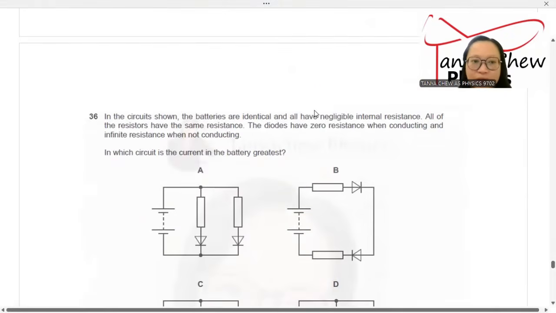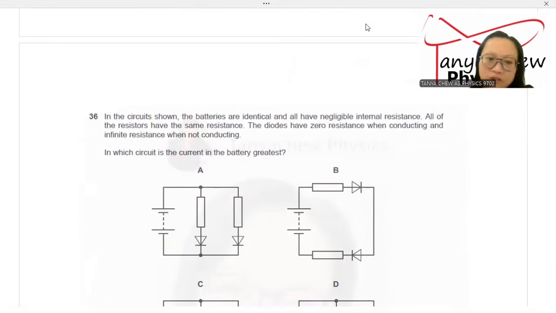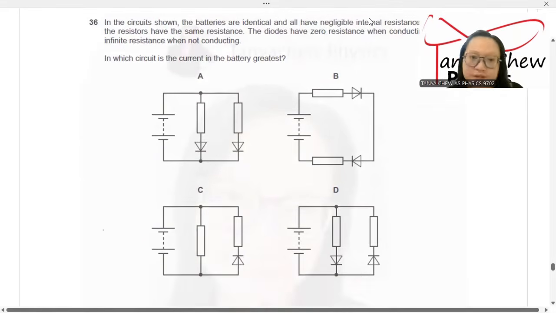Number 36. In the circuit shown, the batteries are identical and all have negligible internal resistance. All the resistors have the same resistance. The diodes have zero resistance when conducting and infinite resistance when not conducting. In which circuit is the current in the battery greatest? If you want the current to be greatest, the resistance must be the lowest.